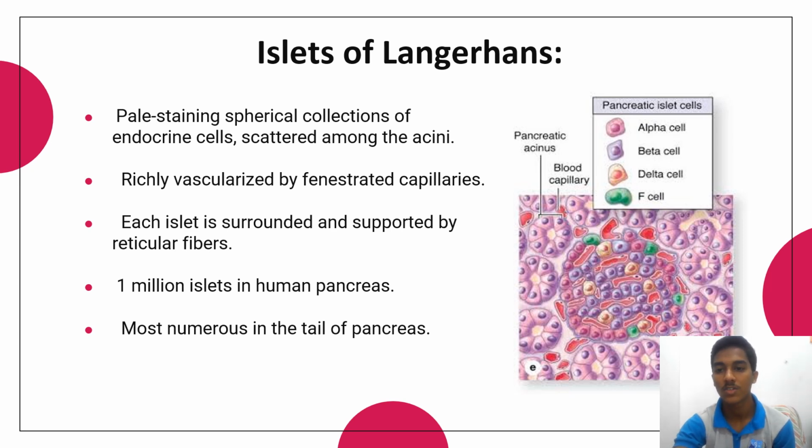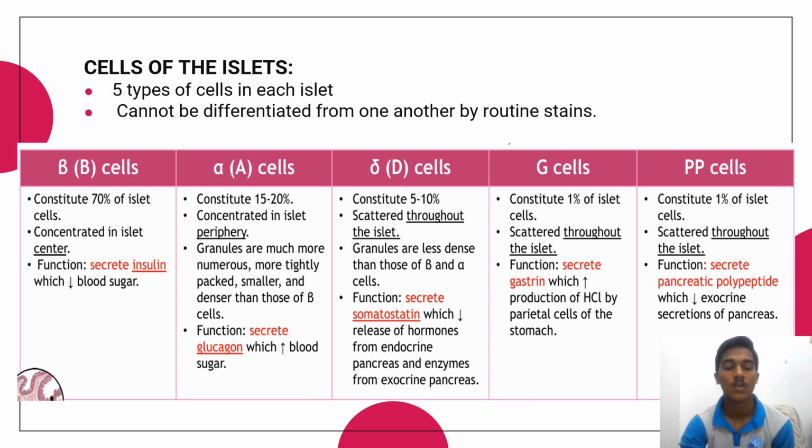In the picture we can see the different cells of the islets, like alpha cells, beta cells, delta cells, and F cells. Then we move on to the next slide. Cells of the islets: there are 5 types of cells in the islets, and they cannot be differentiated from one another by routine stains.